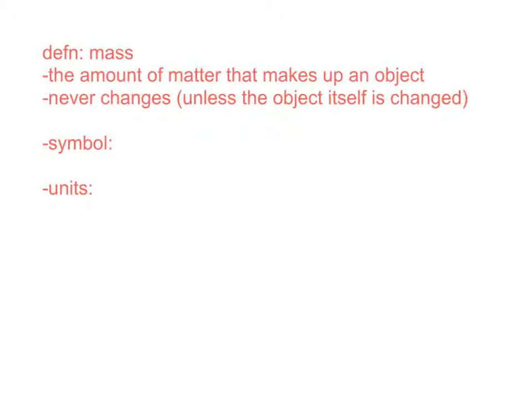The symbol for mass is just a lowercase m, and the units for mass are kilograms. If anything is in grams, you're usually going to want to convert it to kilograms. There are 1,000 grams in a kilogram. But the main unit for mass, the SI unit, is a kilogram.